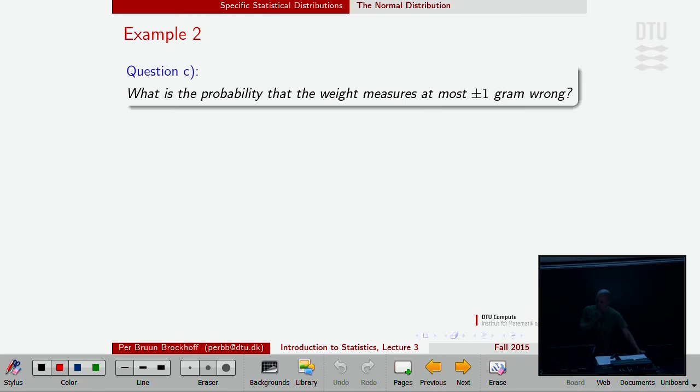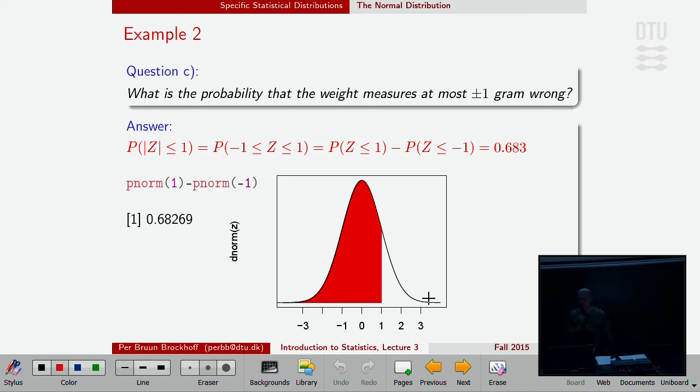Let's try to find this one. What is the probability that the weight measures at most 1 plus minus 1 gram wrong? And I'm going a bit fast now. At most means not more than plus minus 1 gram wrong. Here are two different ways of saying it. What is the probability that I'm within plus minus 1 of the right answer? That's the third way of saying it.